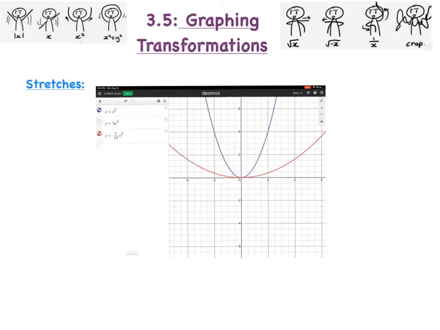So stretches of functions can be seen algebraically by constant coefficients multiplied in front of our functions. However, they don't shift our graph in any way, up, down, left, right. They don't reflect it. They just affect the narrowness or the wideness of the graph. Me being a math person, I am uncomfortable with vague words like narrow and wide. How wide is wide enough?